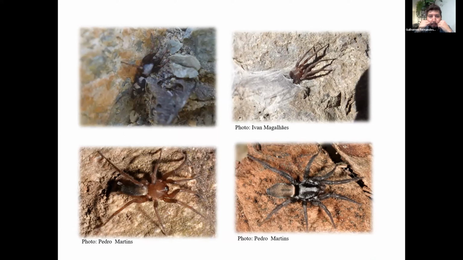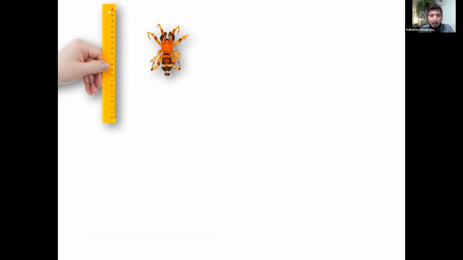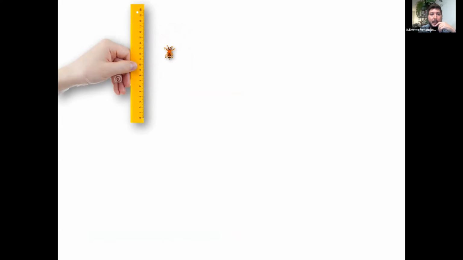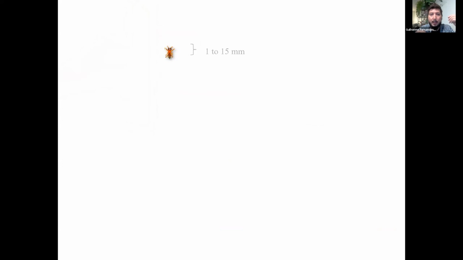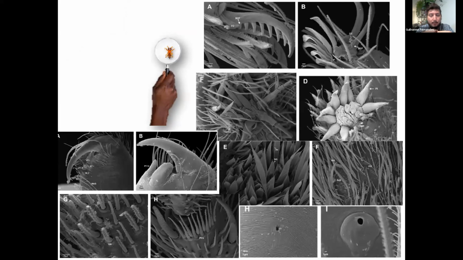And I know that for many people, Gnaphosidae might not look very interesting, very appealing. They're just brownish, blackish spiders running on the ground. But they have incredible diversity, and they're not so big. They're medium-sized spiders. But if you look close, to the details, they have a huge diversity of interesting characters to look at.